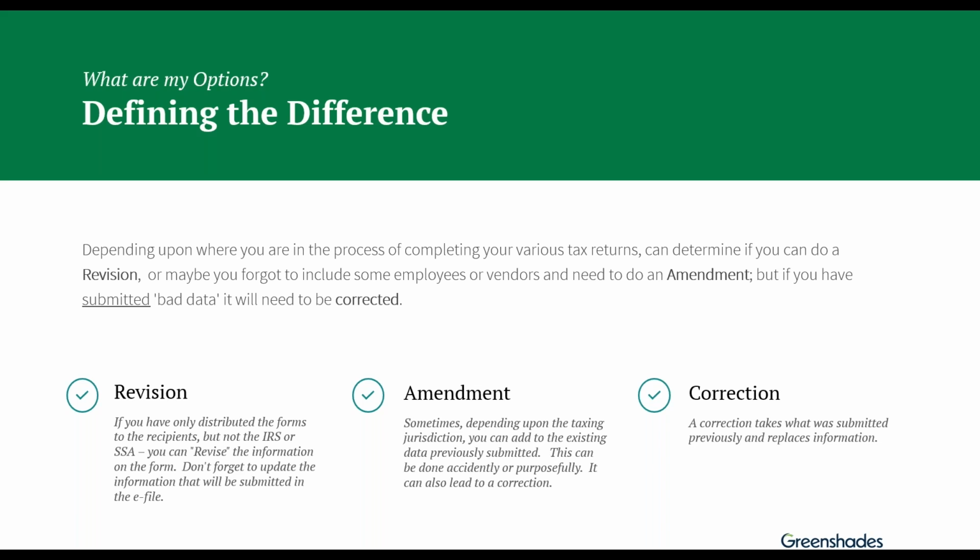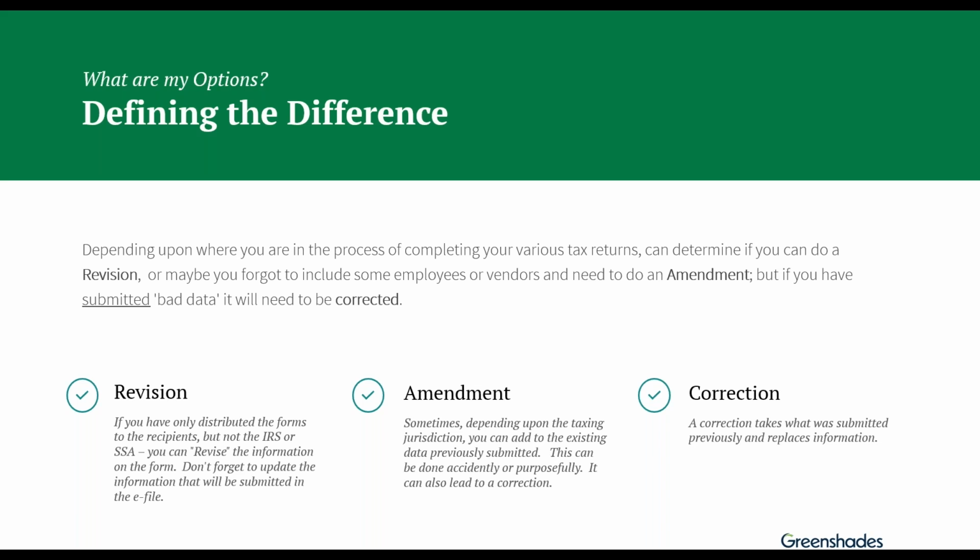You don't need to tell the government that you are wrong. You just need to update the forms that you've already distributed. Sometimes you can do what's called an amendment, which means you have additional information to add. The information that you submitted was valid but not complete. And so you can do an amendment to add that additional information to the data that was already submitted.